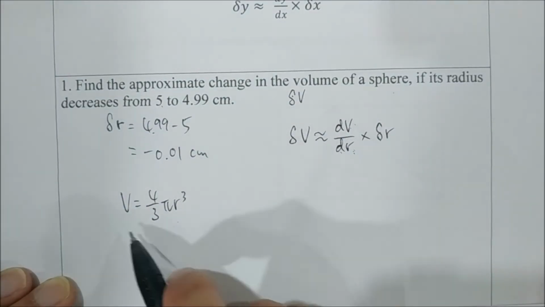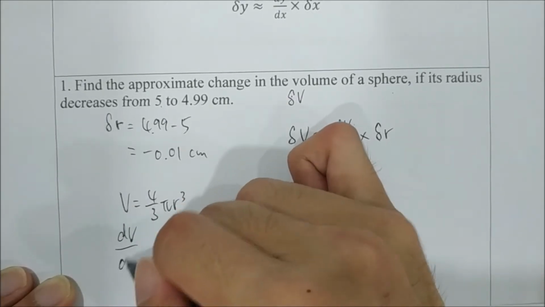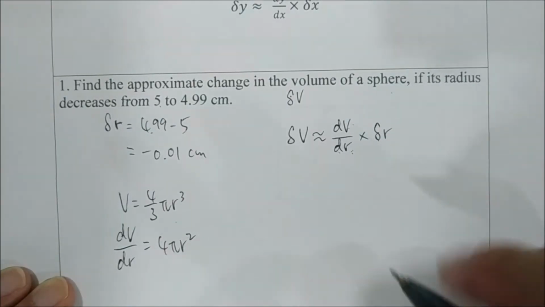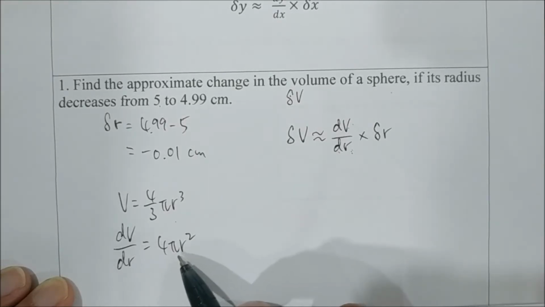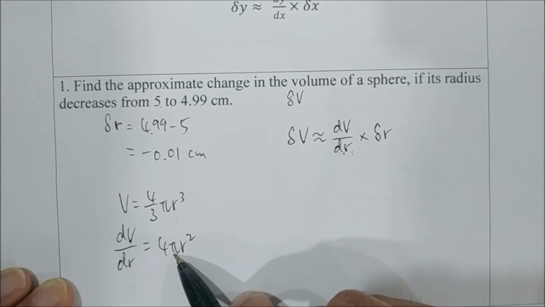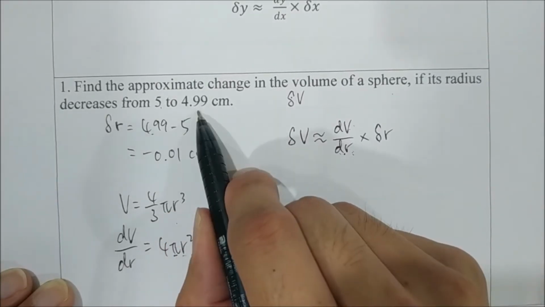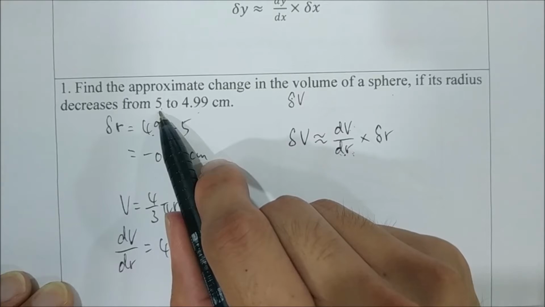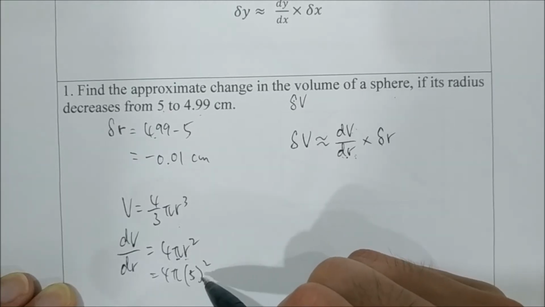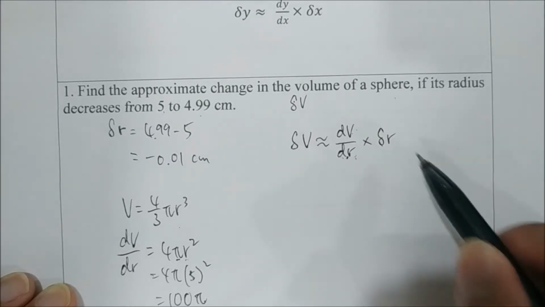Now we want to find dv/dr, so we differentiate v with respect to r. dv/dr equals, the 3 comes down, so you get 4 pi r squared. Now since we are finding the value, we cannot leave it in terms of r; we need to find the actual value. Since pi itself is a constant, we only need the value of r. And r here is given two values. We take the value before any changes, which means we take 5. So 4 pi times 5 squared. 5 squared is 25, times 4, you get 100 pi.